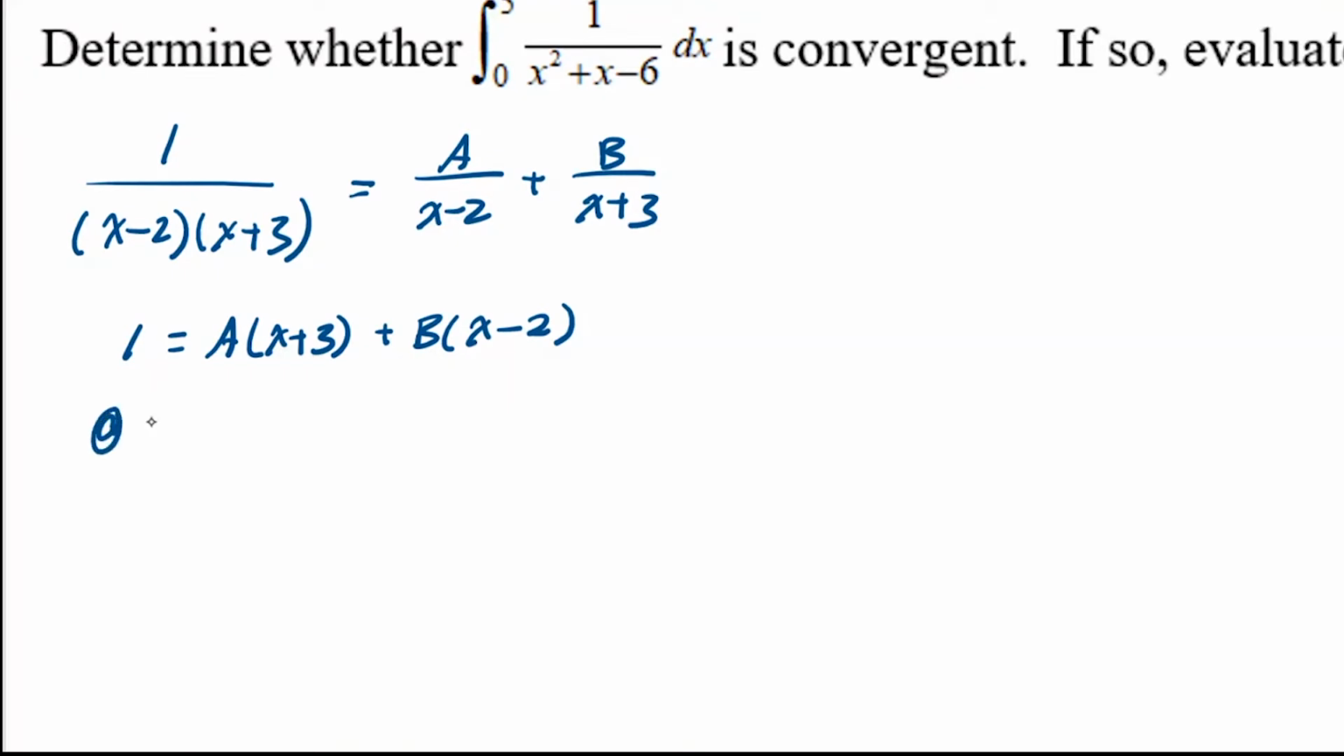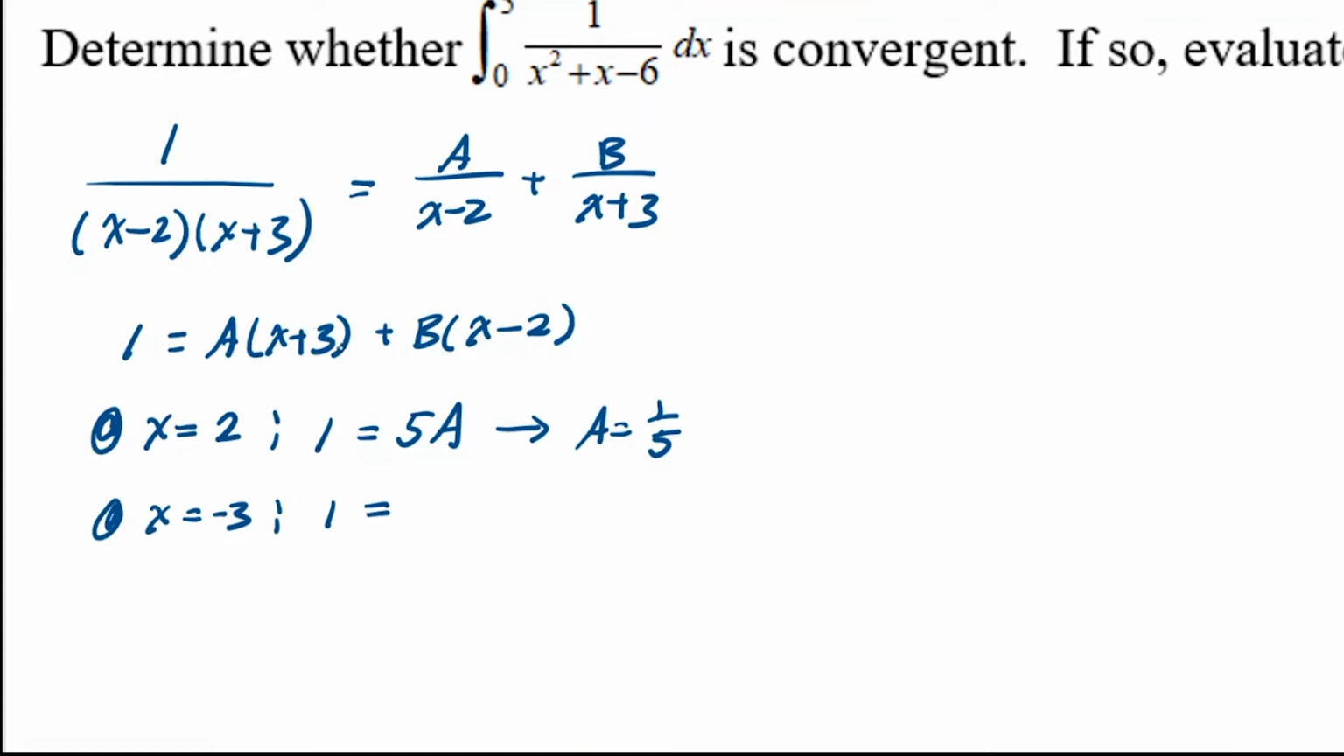Now we choose an x value that is convenient for us. Let's say 2 first. The left-hand side is still 1, and on the right-hand side, this becomes 5A, and this one dies. So that tells us A is 1/5, just as I told you. And then if we choose x to be negative 3, the left-hand side is still 1, and this dies, and you have negative 5B. So that tells you B is equal to negative 1/5. You get it?